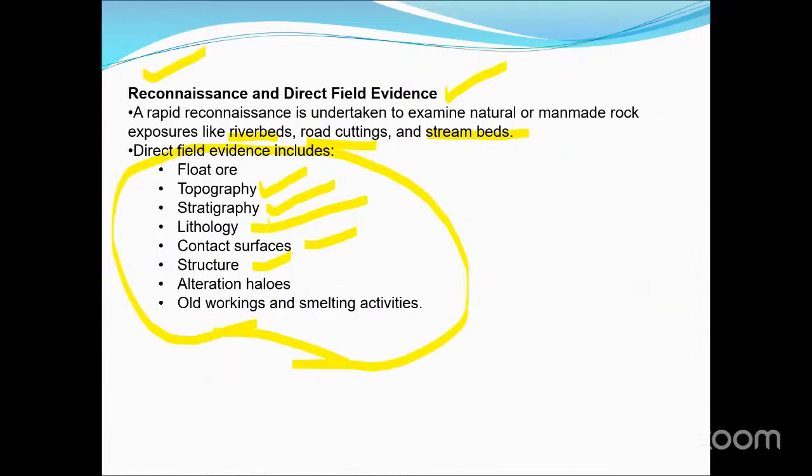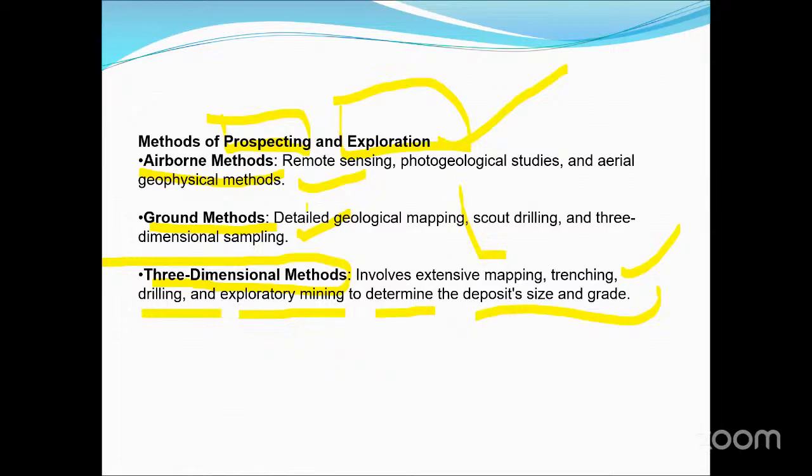So after the primary survey or reconnaissance survey or first field visit, we are going to decide the methods for prospecting and exploration. They are divided into three: airborne methods, ground methods, and three-dimensional methods.